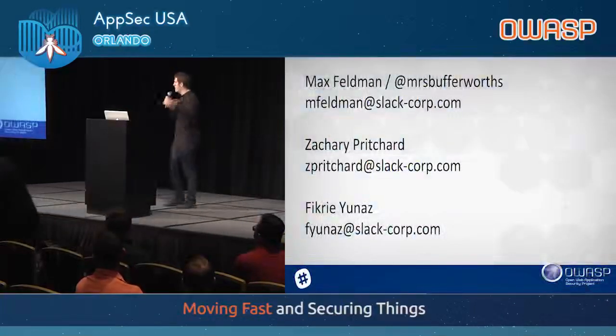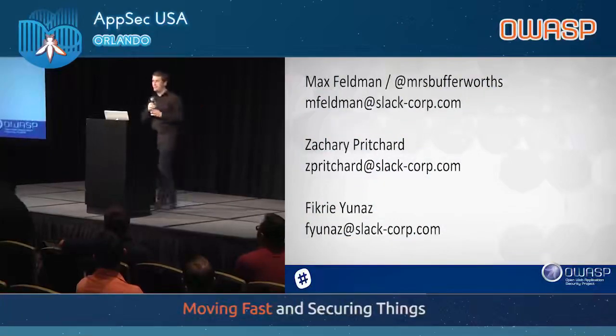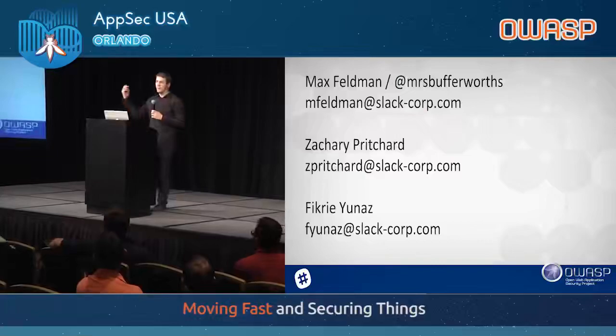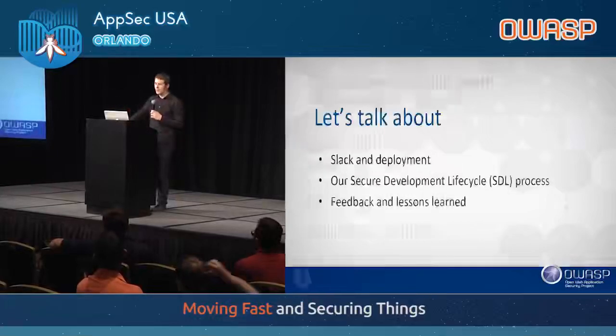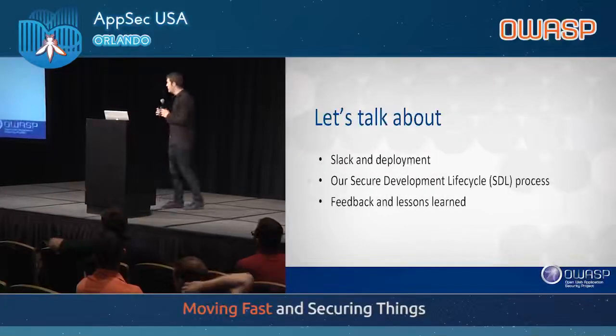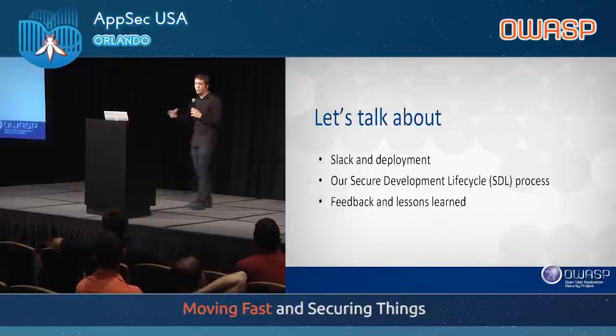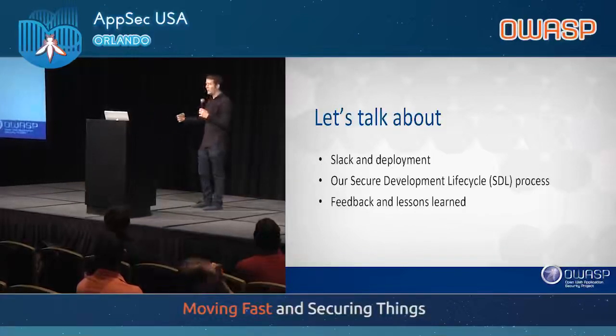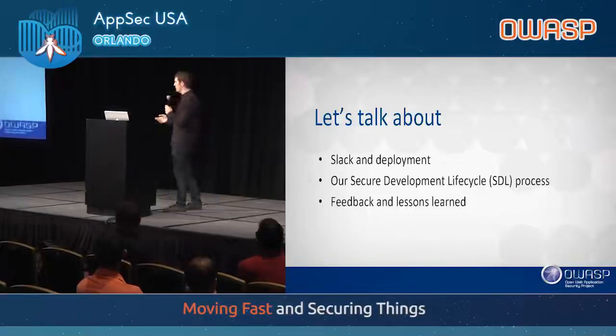A bit about ourselves. I'm Max. Zach and Tripper, you met. We're all on the product security team at Slack. So we work on app reviews, feature reviews, etc. Run the bug bounty. And so today we're going to talk a bit about what we do in our deployment process, how that will probably generalize to your workplaces or your organizations.